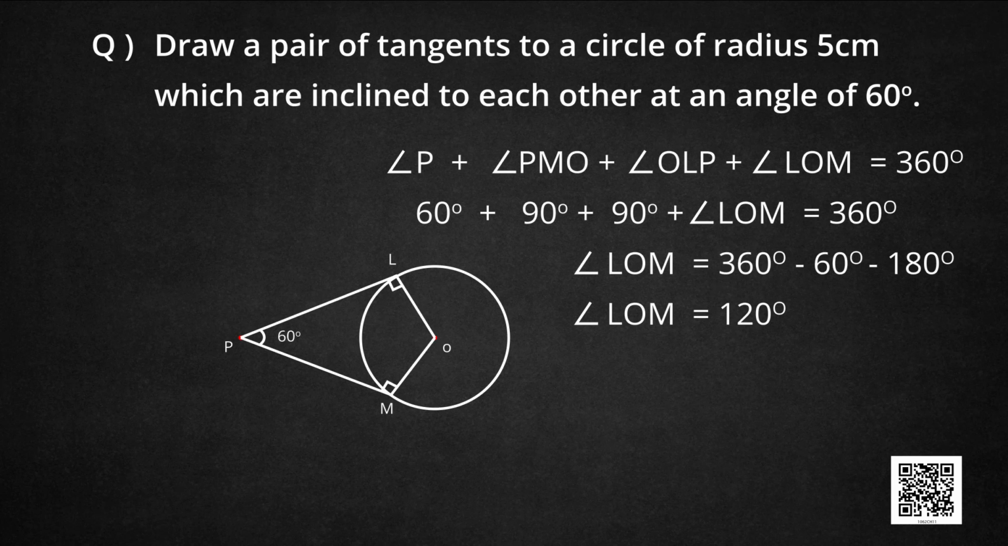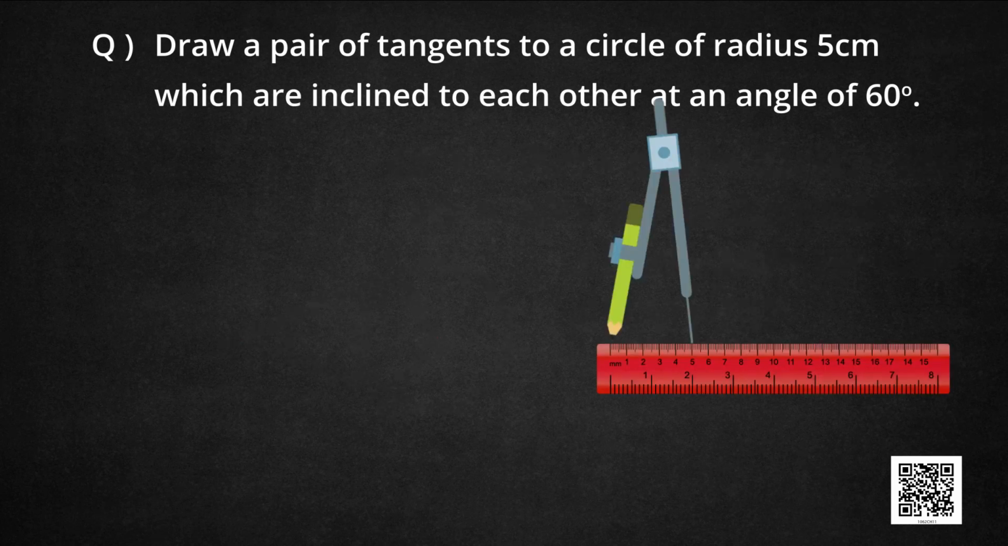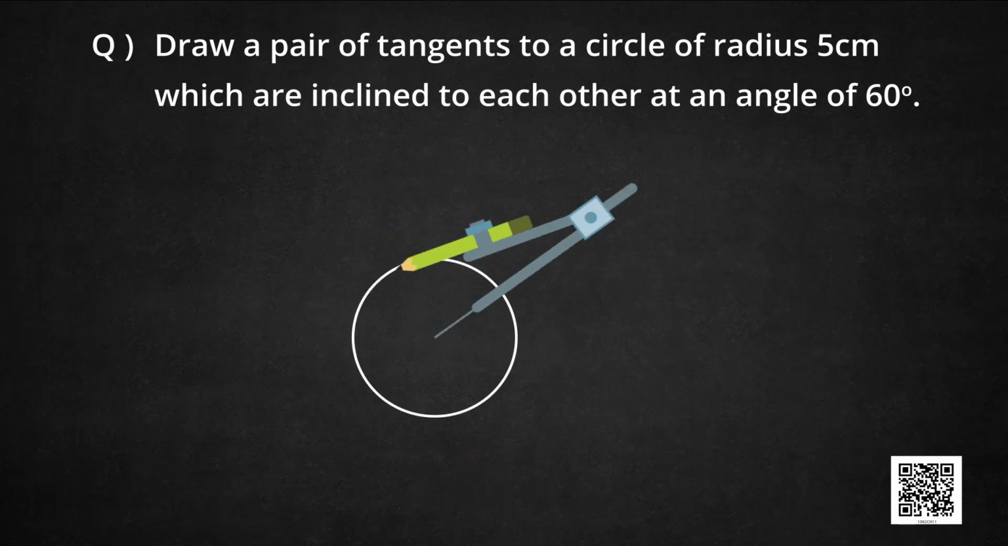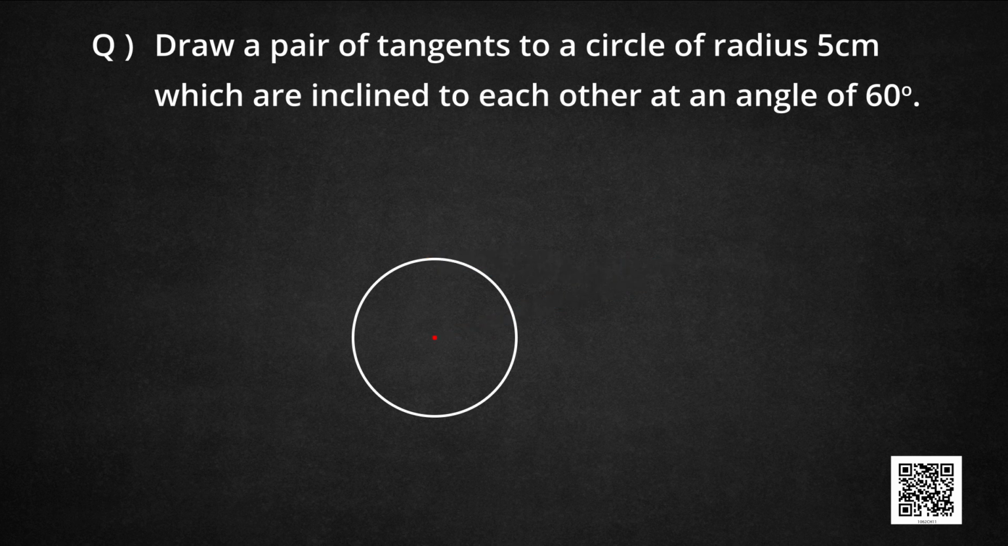So children, let us start with the construction. Let us draw a circle of radius 5 cm and name the center as point O as we did in the rough sketch. At point O, draw an angle of 120 degrees AOB. That is, first we draw a radius AO, then we construct an angle of 120 degrees in such a way that angle AOB is equal to 120 degrees.